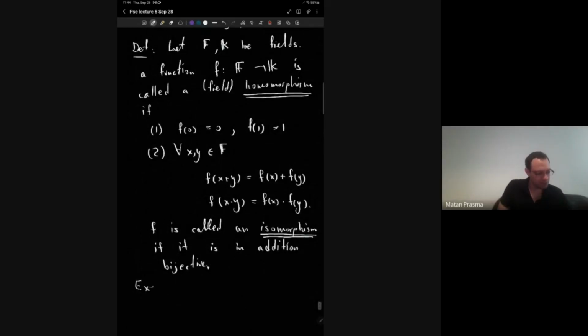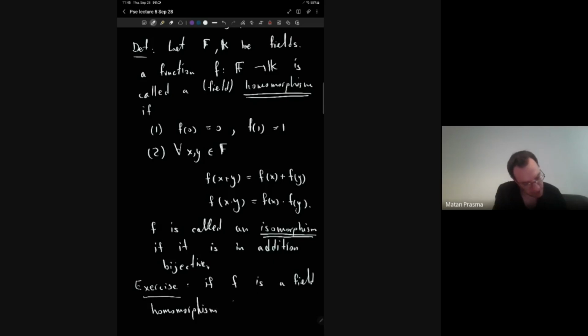Okay, now we talked about it in the case of groups. So if you think about it, a field homomorphism needs to be a group homomorphism with respect to the additive group structure, and a group homomorphism with respect to the multiplicative group structure. This is an equivalent definition. And what we had in groups is that if F is a field homomorphism, I will say just a field map, just like we said a group map in groups.